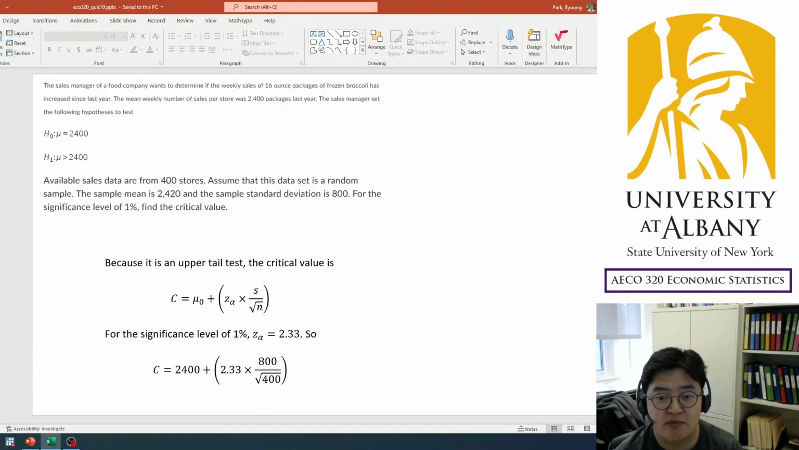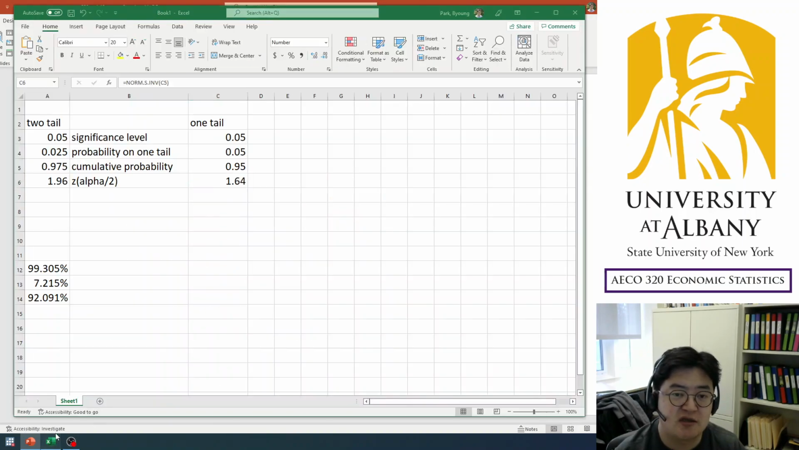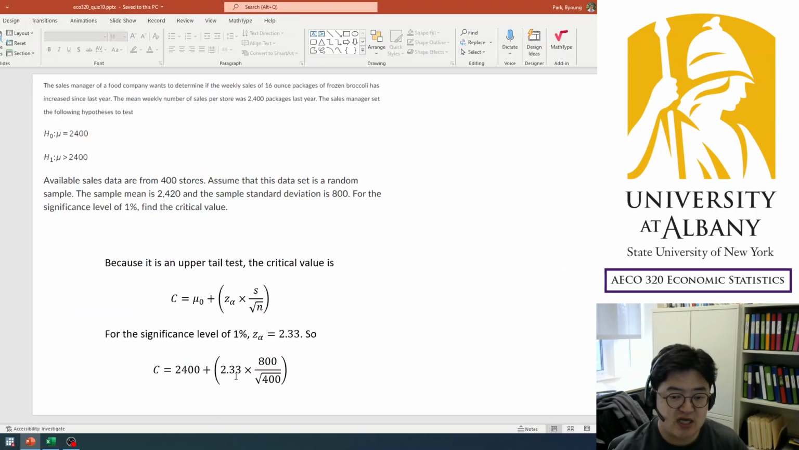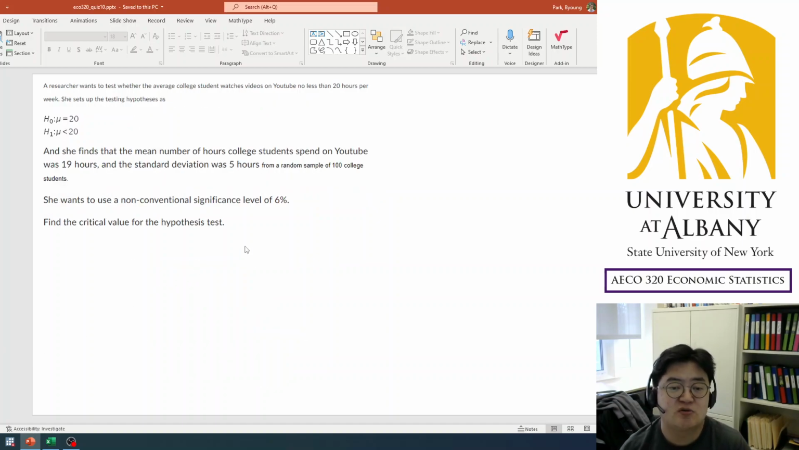So by the way, back to the question. We are using 1%. So let's change it to 1%. Then you have to use 2.33. It is z alpha, not z alpha over 2. So z alpha is 2.33. Use that here. And mu 0 is 2400, standard deviation 800, sample size 400. That's all you need to calculate the critical value. That answers the question. Next question.